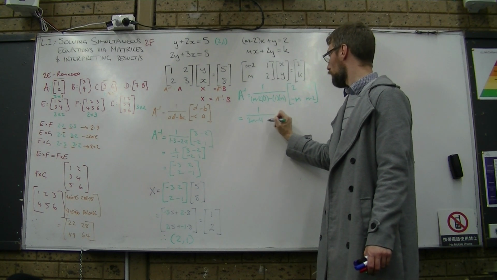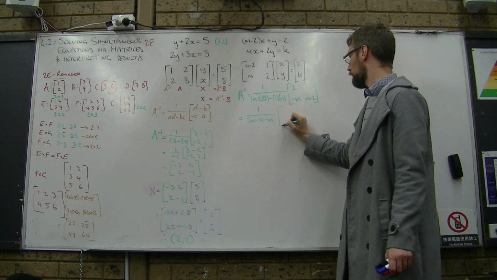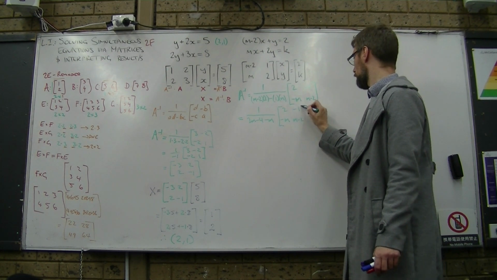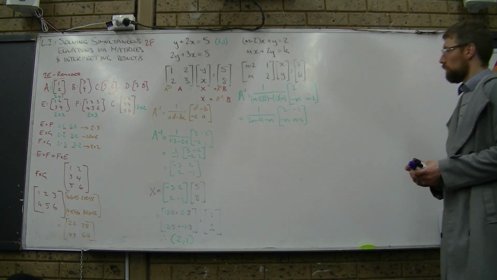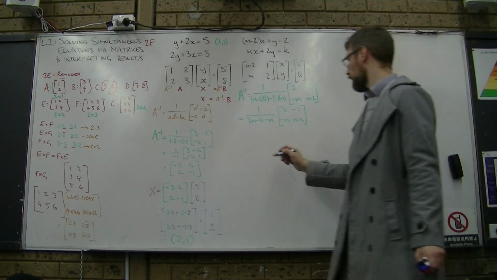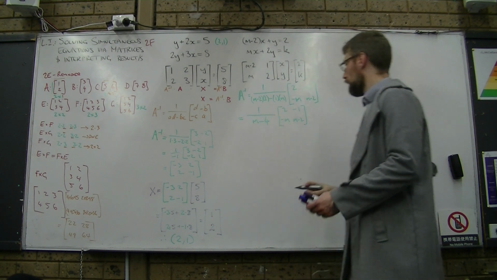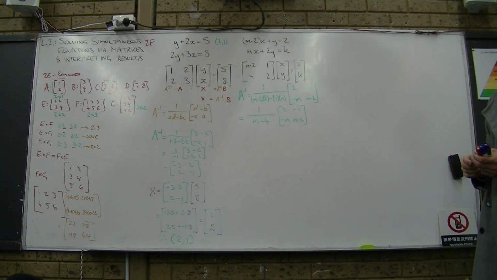2m minus 4 minus m. This is going to stay. Yes, it can. Okay, we'll simplify this one more time. So that's m minus 4. Happy? Yeah. Cool.